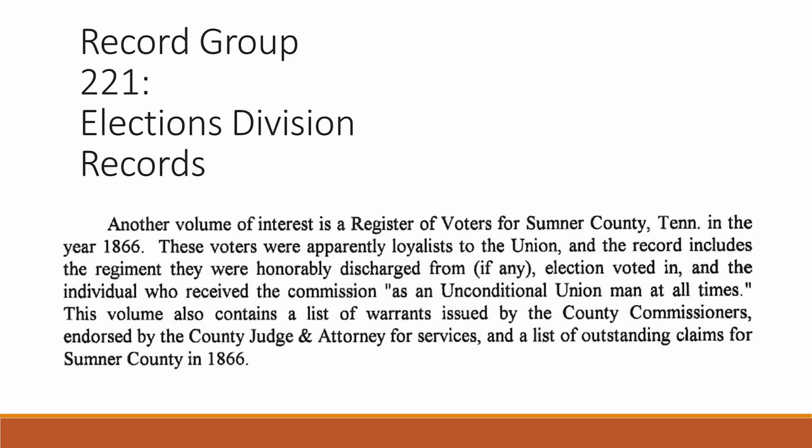There is a volume in this record group that will be of interest for Sumner County researchers, an 1866 voter list. It says these voters were apparently loyalists to the Union. So if you're researching Sumner County and you didn't know about this particular set of records, go look in record group 221.